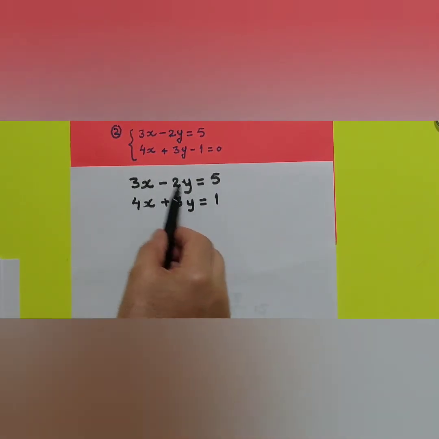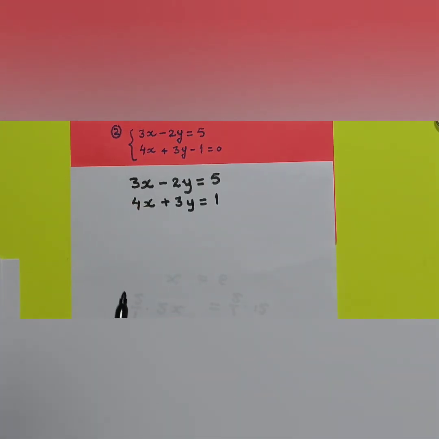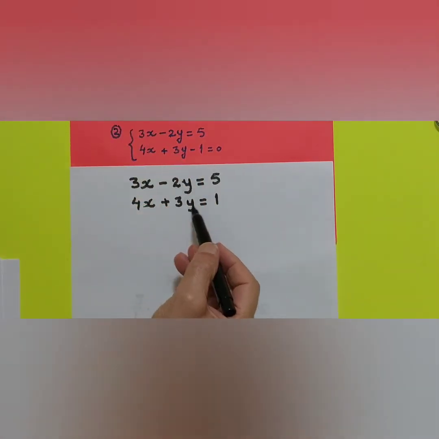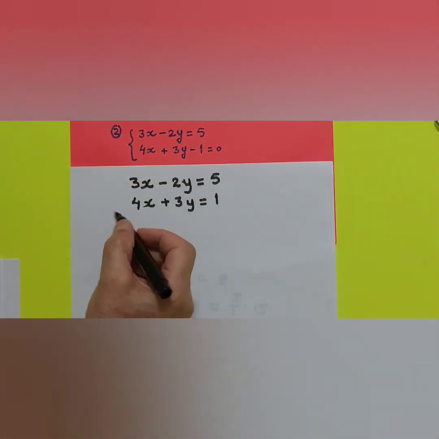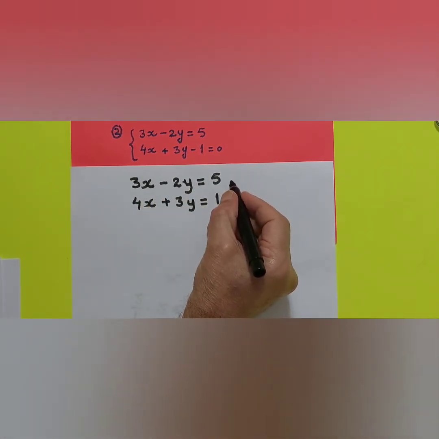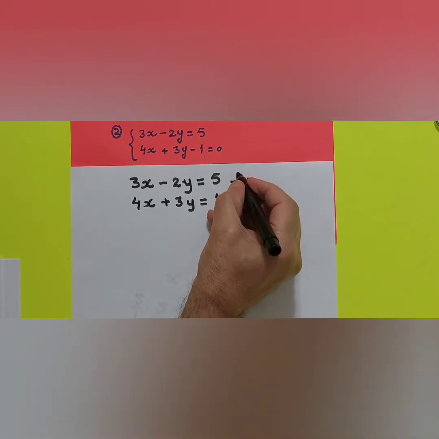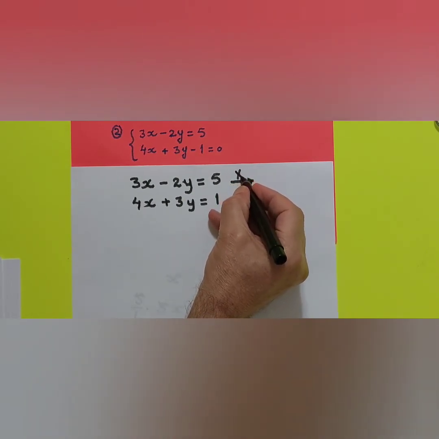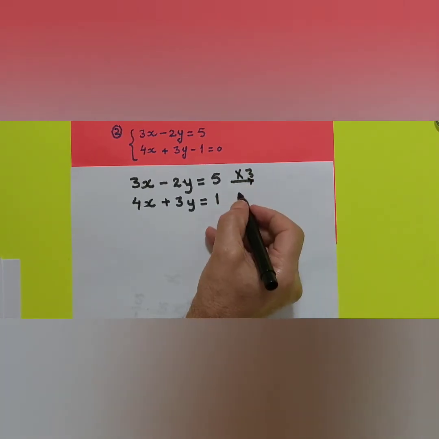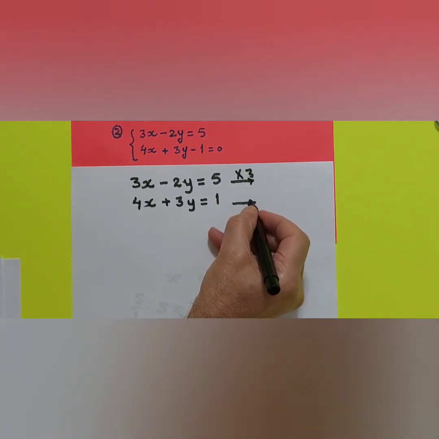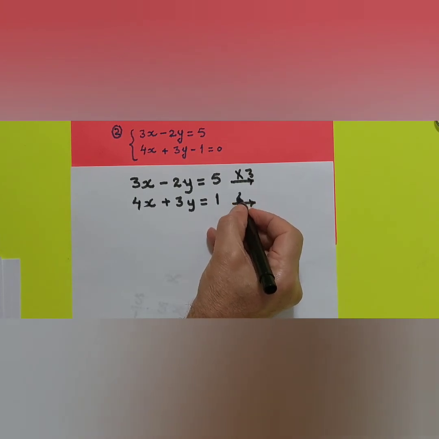Just focus on one variable. We have to make the coefficients equal. So I will try to make the coefficients of y's equal. The first one, multiply it by 3. The second equation, multiply it by 2.